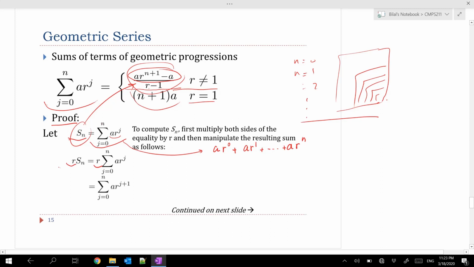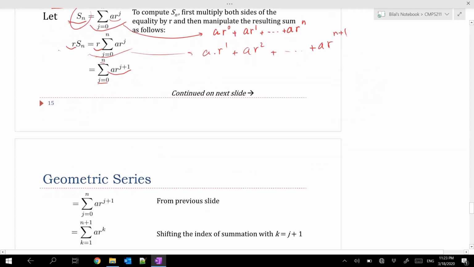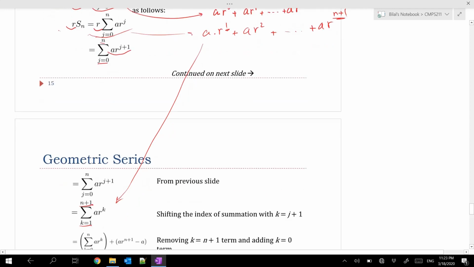So let's multiply both sides by r. Doing so would make your right-hand side equal to what? Equal to a times r to the power 1 plus a times r to the power 2, so we're raising all the powers, plus a times r to the power n plus 1. So it's the sum of a times r to the power j plus 1, from j equals 0 to n. Or you can alternatively see it in this way, which is also equivalent: the summation from k equal 1 to n plus 1 of a times r to the power k.